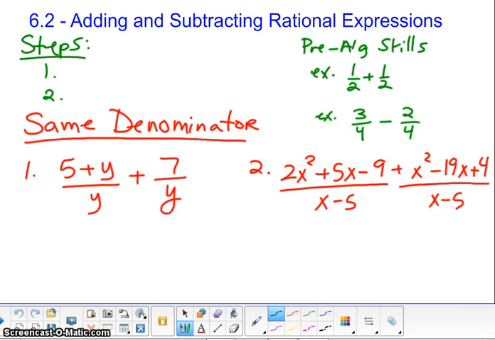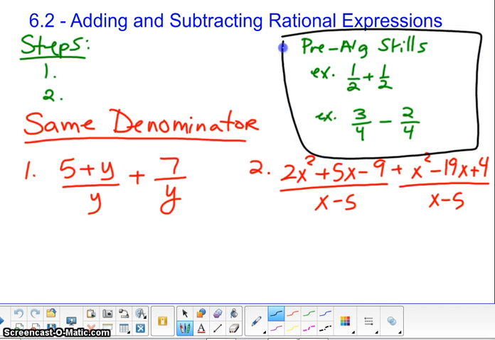Hi, this is Mrs. Slater, and today we're going to add and subtract rational expressions. Before we begin, I do want to look at the pre-algebra skills here on the side, because we will need to know how to do regular fractions before we can begin with the variables.